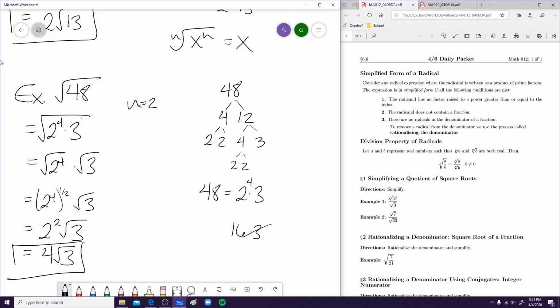And this is the second way. This is another way that you can simplify radicals, right? So now let's get into our examples.